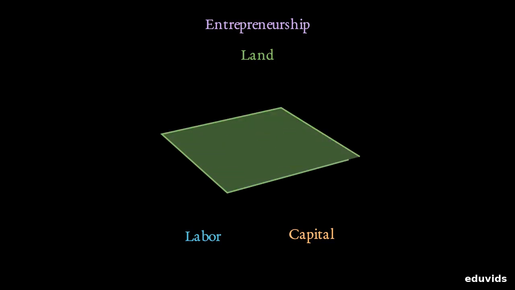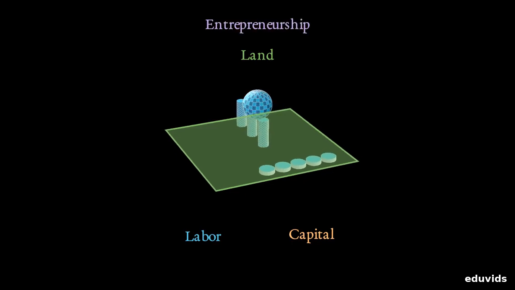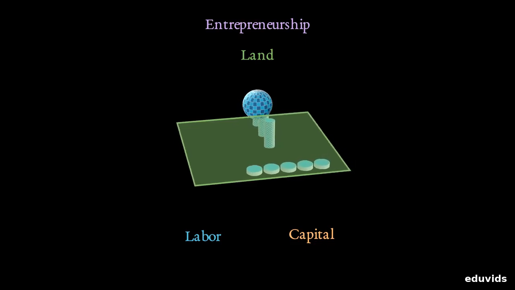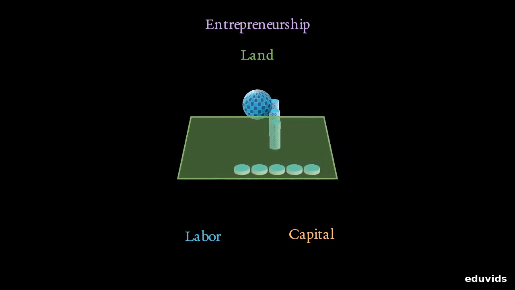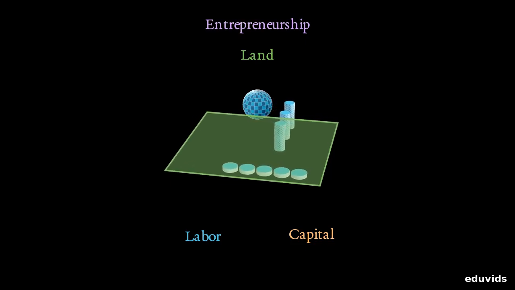Resources are the building blocks of any project. Think of land as the physical space you use. Labor is the human effort provided by people. Capital is the money and equipment you have available. Entrepreneurship is the skill of combining these three to make something happen. Because these resources are limited, we must plan how to use them wisely.